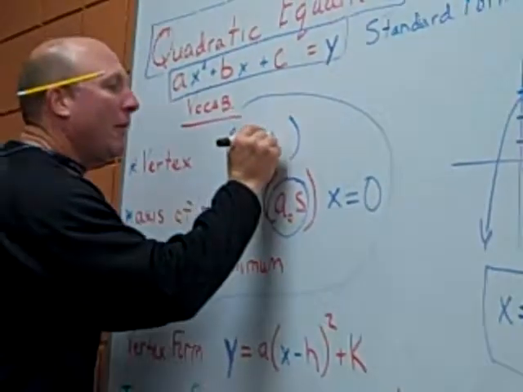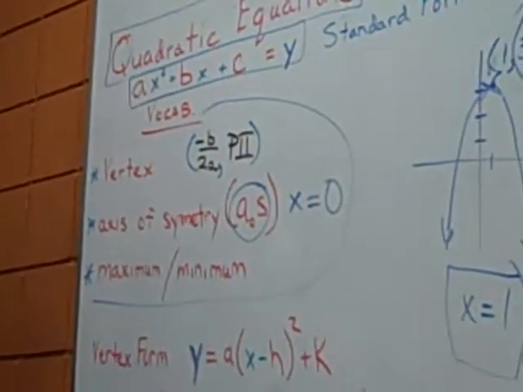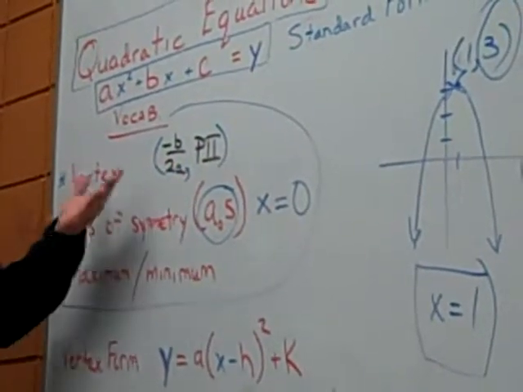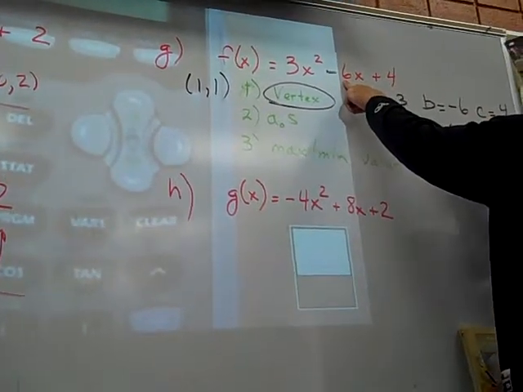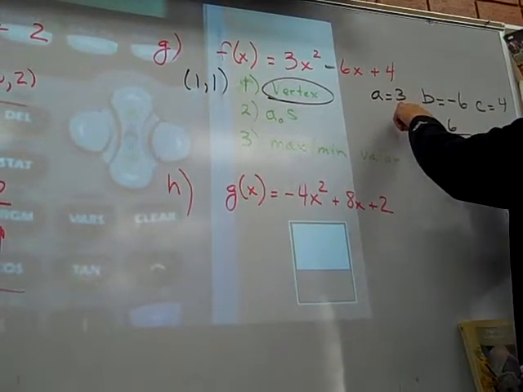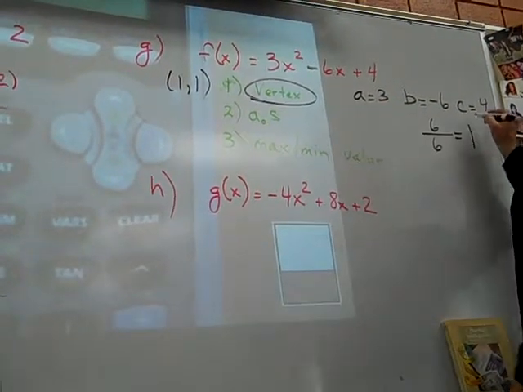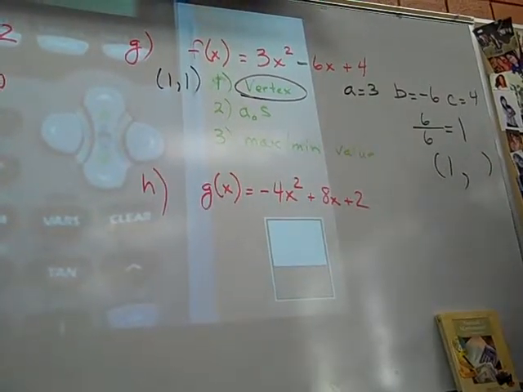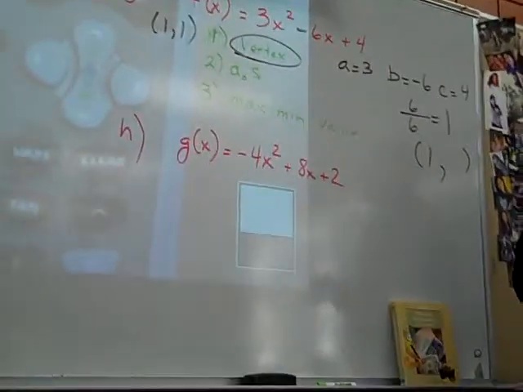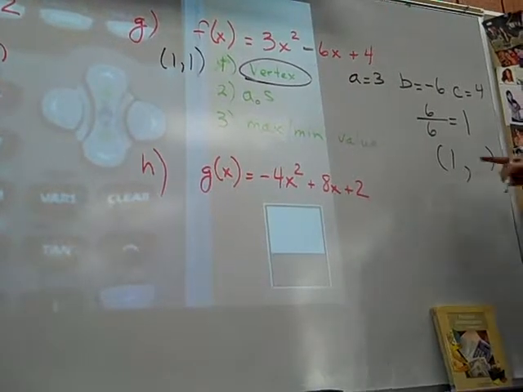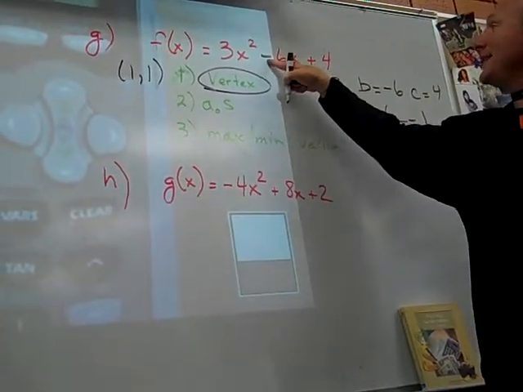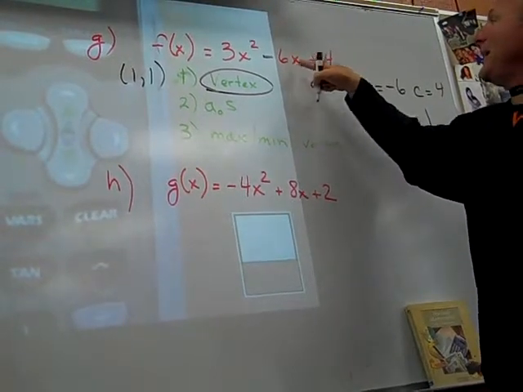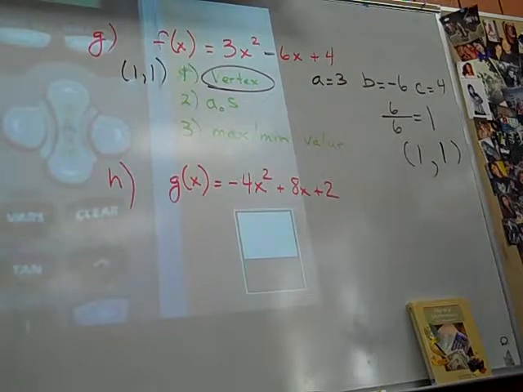Every time I get better. So you will see me write PII. What's PII stand for? Plug it in. So what in the heck does that mean? What did we say the vertex was over here? We said it was 1, 1, correct? Okay. What's the opposite of B? 6 over 2 times A. 6 over 6 is equal to 1. That is your x value of the vertex. How do I find the y value? Plug in the x value. So, what does that mean? I come up here. 3 times 1 squared is 3 minus 6. That's negative 3. Negative 3 plus 4 is? There's my second component. I've got my vertex.